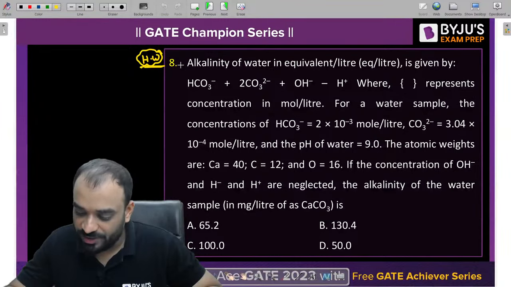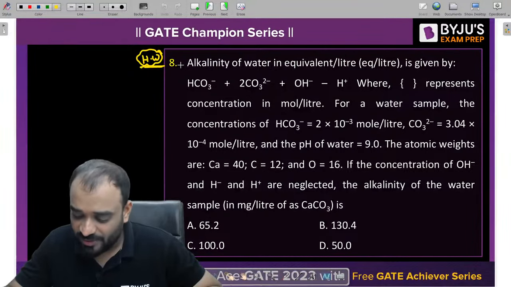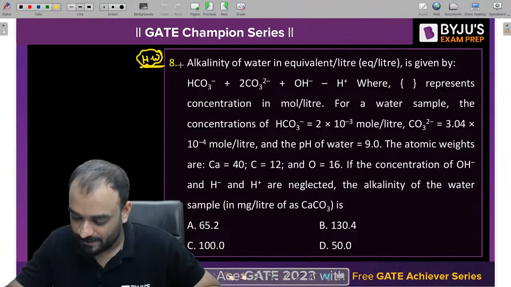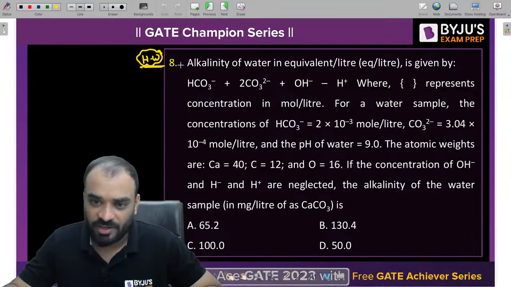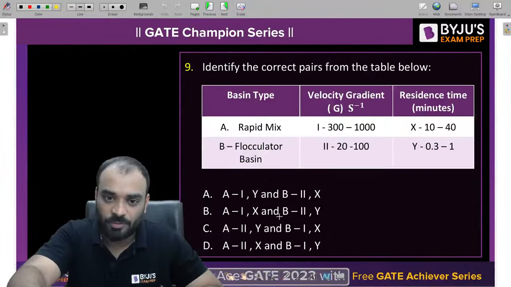Are you able to solve it? Yes or no? Tell me guys. Otherwise I will solve it in front of you. Okay, very nice. Do it guys, do it. You can do this particular problem, very easy problem, I think so.